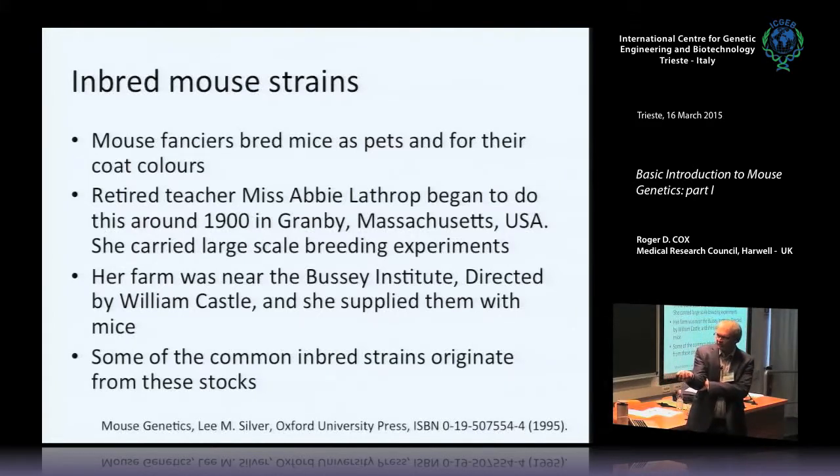This book here, Lee Silver's book, is out of print, but you can still buy it on Amazon. And it's a very good basic introduction to mouse genetics. Mouse genetics hasn't changed, the basics haven't, at least. So if you can get your hands on that book, it's quite useful. And I think they have it online at MGI, if you search around for it.